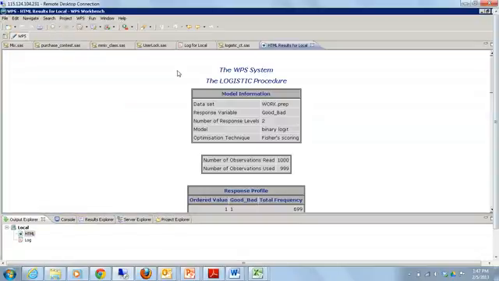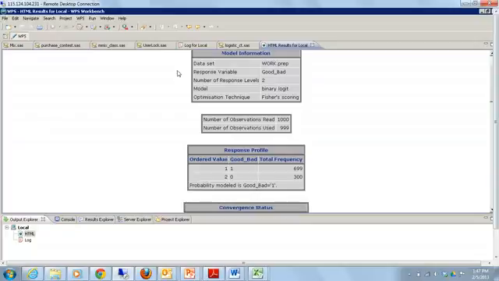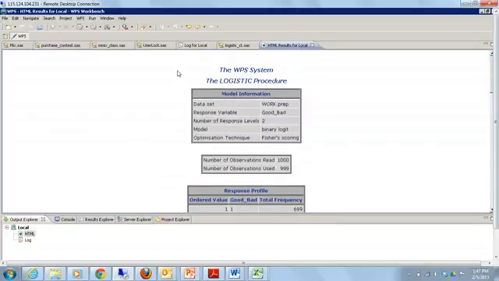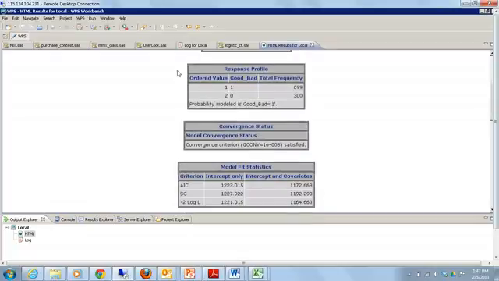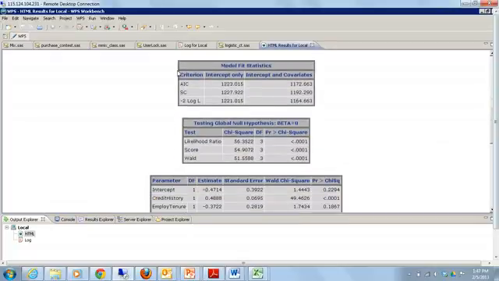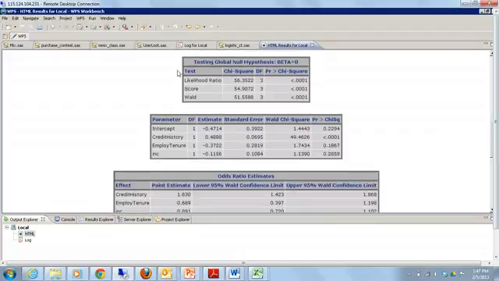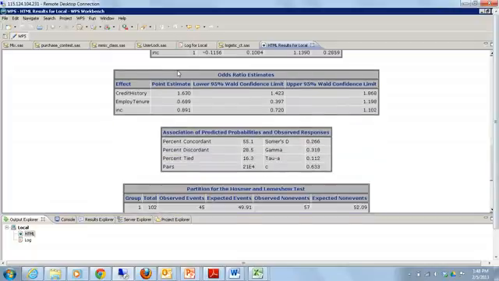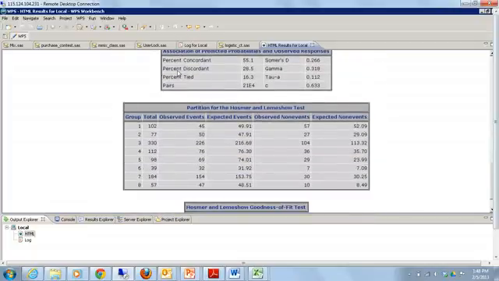You can see that a fair amount of output has been generated. There are multiple tables here, and we'll of course review all of these tables one by one. There is a model information table, there is a response profile table, there is convergence status, there is model fit statistics, there are the parameter estimates, which is what we are familiar with from doing linear regression. There are the odds ratio estimates, and then there is a concordance table, finally followed by a Hosmer-Lemeshow test.